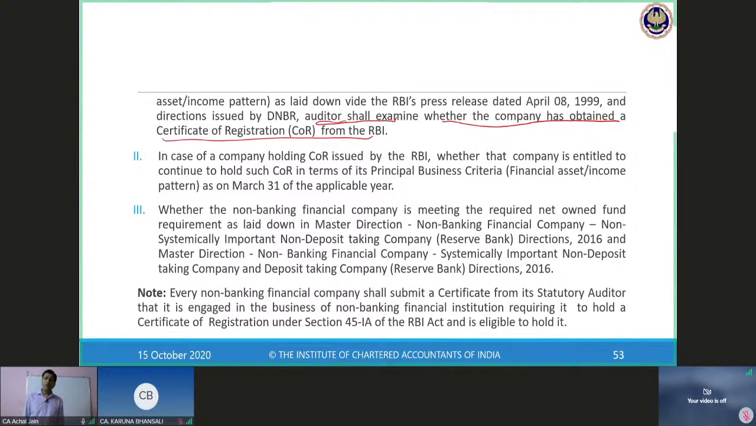In case of a company holding a certificate of registration, where the company is entitled to continue to hold such certificate as on March 31st of the applicable year. Means whether the validity of the certificate of registration will continue. Maybe this may not be held. Why? Because the NBFC may not be meeting the net owned fund requirement. Remember, the net owned fund requirement is also there. Whether the NBFC is meeting the required net owned fund requirement. These are the things which the auditor will have to check.